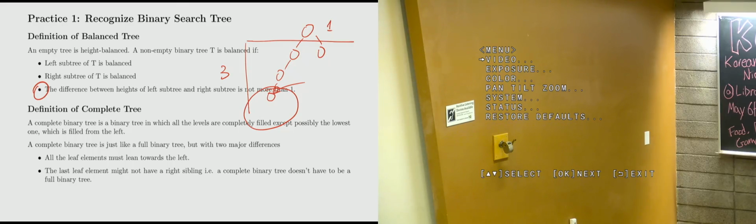I know it might be a little bit confusing right now, and we will see a lot more examples of the actual binary search trees we are evaluating. So that's for the balanced tree. Any questions about balance?